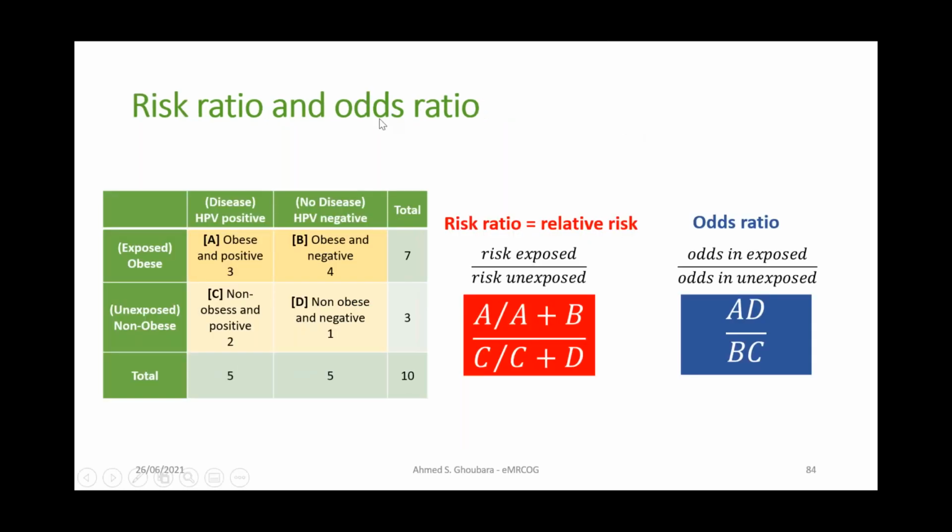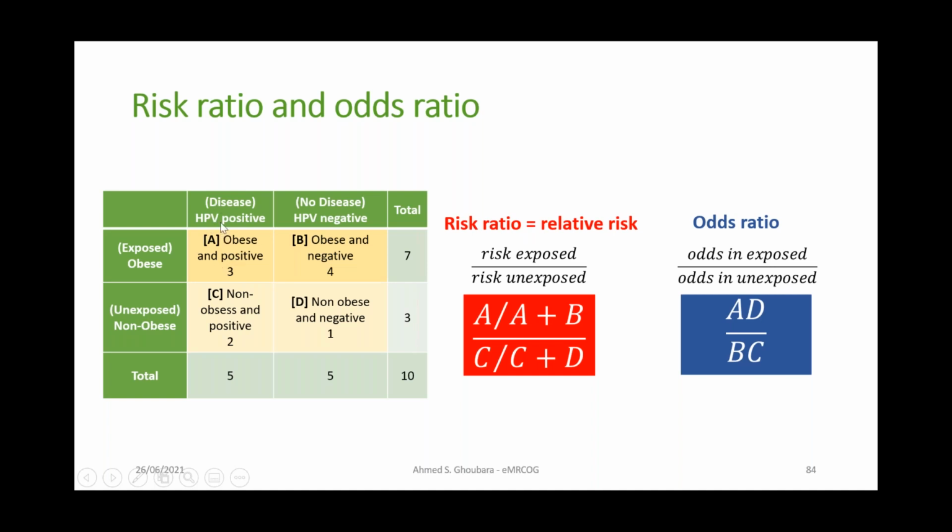You need to just remember this for the exam. You'll be fine. Here you put the exposed in the rows. You start from here, the first row, the exposed. We have obesity. We need to discover the relationship between obesity and HPV infection. You can state that HPV is more common in obese patients. So the exposed are obese patients, this is the exposure, obesity, okay?